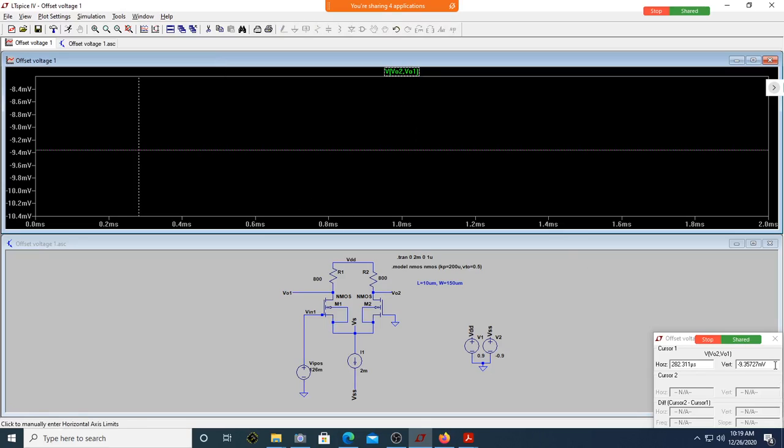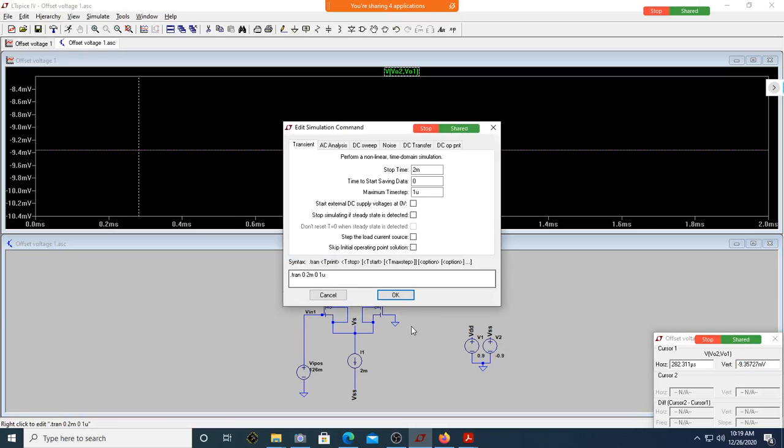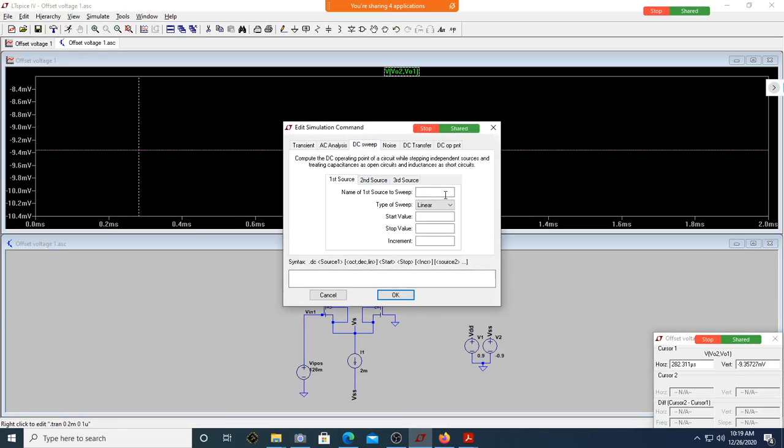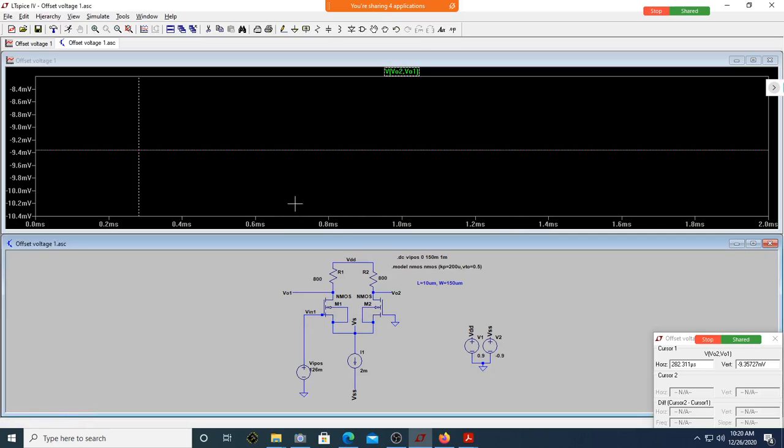Can you see it is 9.32? Of course, we might have missed a few fractions here. If you want to make it exactly 0, you can just sweep it. So instead of making it exactly 126, I will make a DC sweep to get the exact value. VIPOS linear sweep from 0 to maybe 150 millivolt with an increment of 1 milli. Say run.